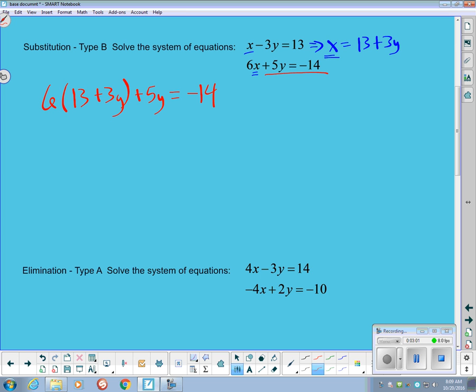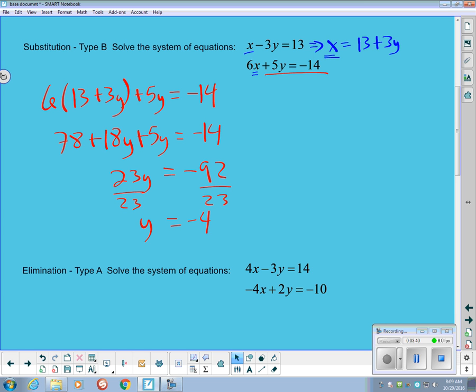So we distribute through here. We get 78 plus 18y plus 5y is equal to negative 14. This gives us 23y is equal to negative 92. And y then, if we divide by 23 on both sides, we get y is, what's that, 4? Negative 4.